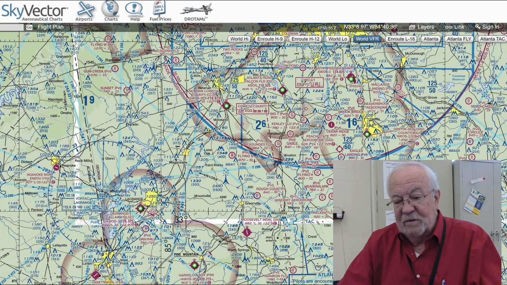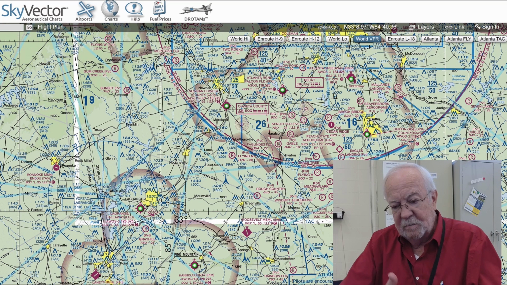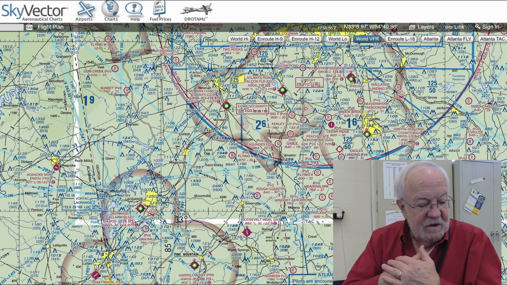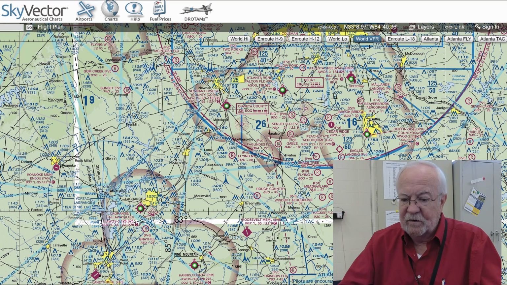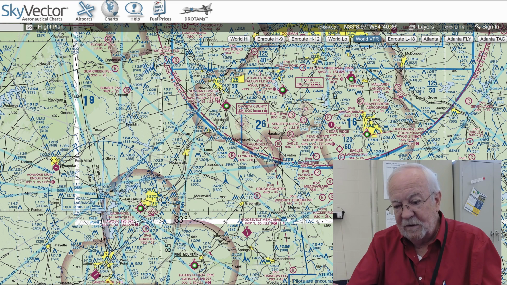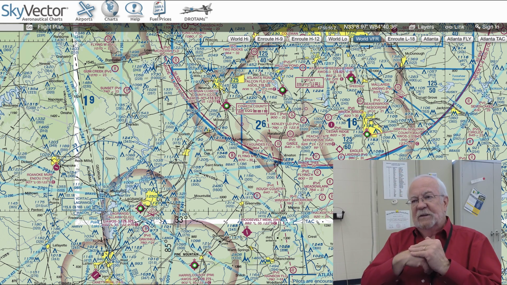Class E is pretty much everywhere, at 1,200 feet and above, almost everywhere, but around airports, typically magenta airports like this, which are pilot-controlled or uncontrolled airports, it will be 700 feet and above that is Class E, and Class G will be below 700 feet. We can fly in there, but we need to be careful because other manned aircraft will be flying in there, including helicopters.